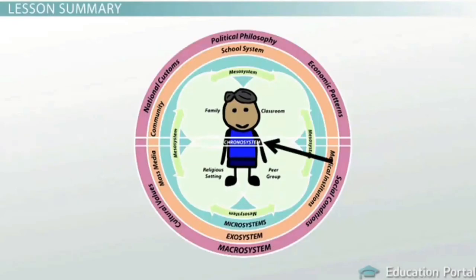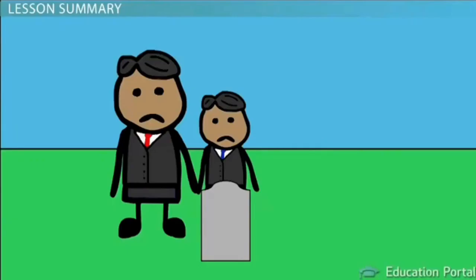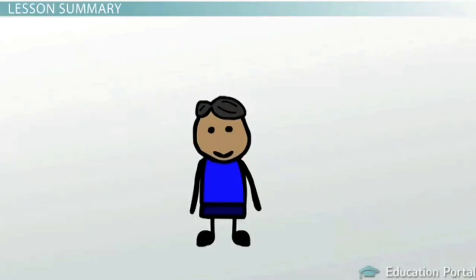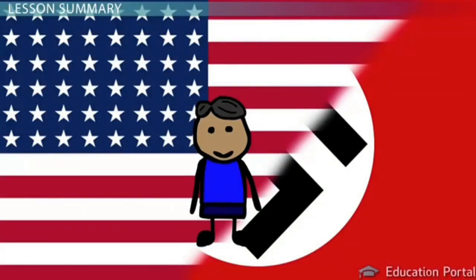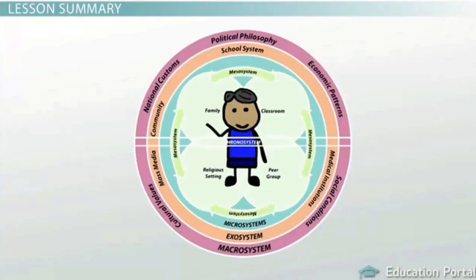Finally, the chronosystem refers to the dimension of time and can be divided into two parts: the importance of the timing of an event during a person's development, or events that are unique to a particular generation. Each of these levels includes systems that influence the development of an individual in some way.